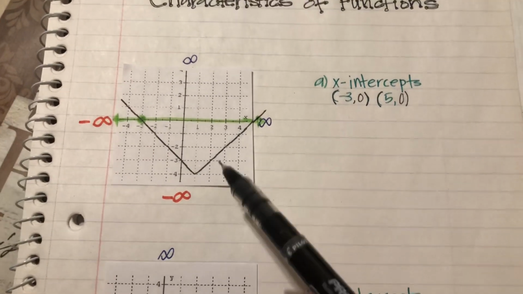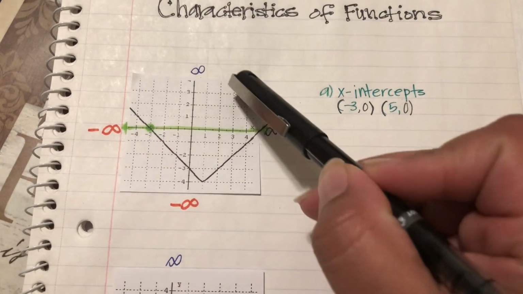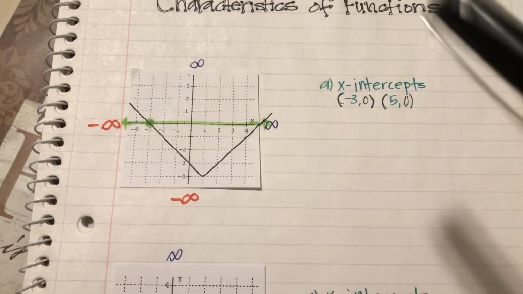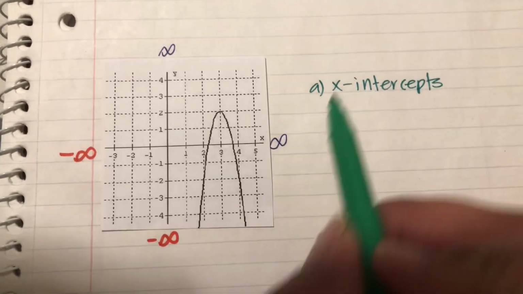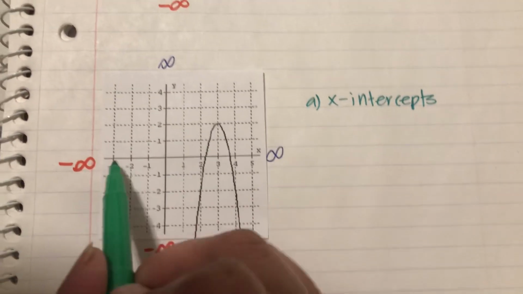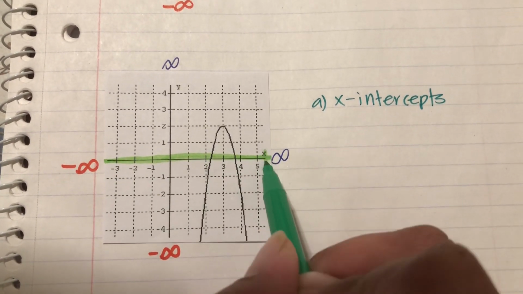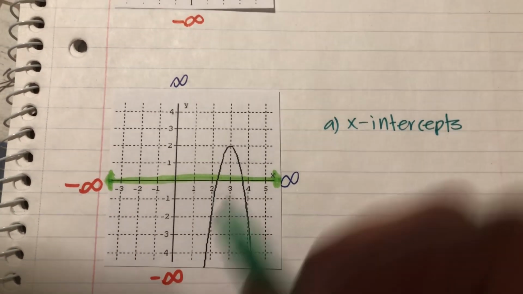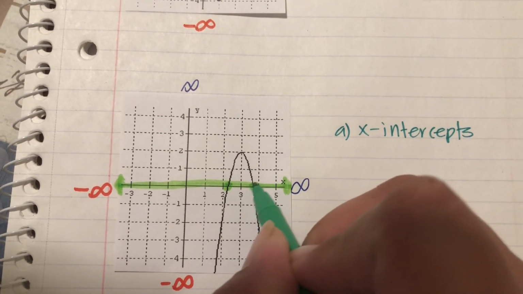Now this is an absolute value graph, but if this had been a parabola, which means it has a little u, it would have still been the same thing. You guys would highlight and see how many intercepts it has. So down here, I do have a parabola graph, and I'm gonna go ahead and do the same thing. I'm looking for my x-intercepts, so I'm gonna highlight my x-axis, and where do I touch? Right here and right here.